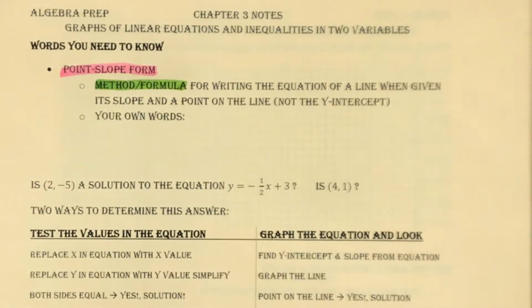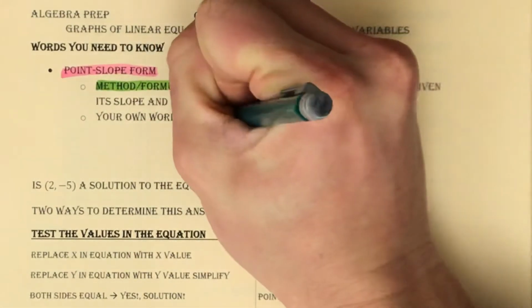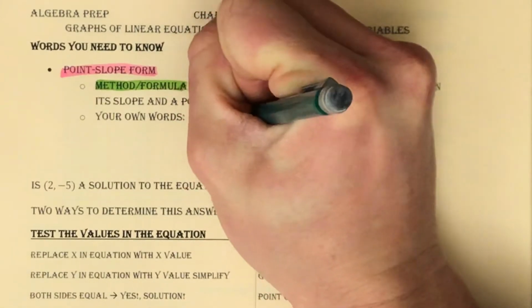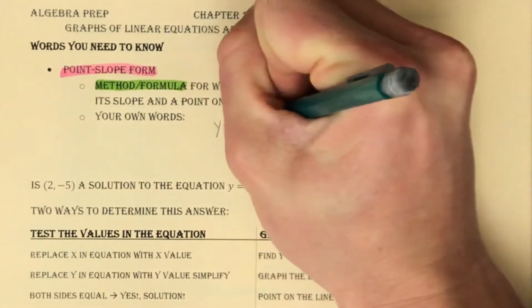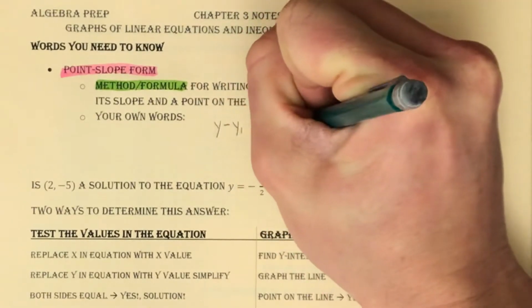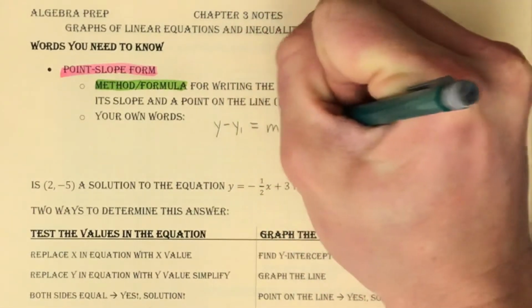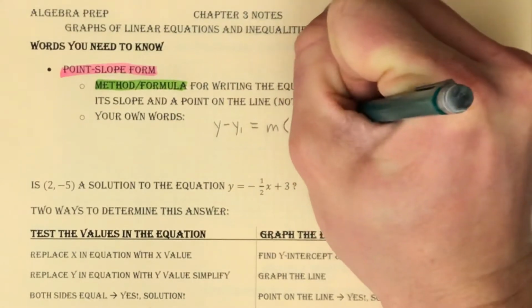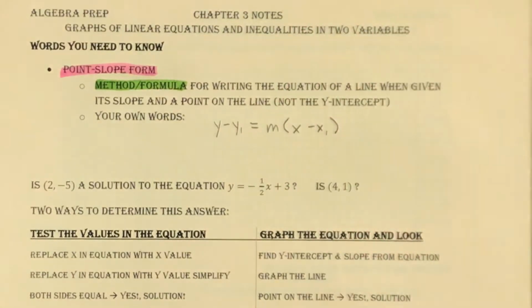So the method slash formula for this is y minus y1 is equal to m times, in parentheses, x minus x1. And that is the formula or the method or just the template essentially that we use for point slope form. Now let's talk about each part of these to make sure that we have them down.